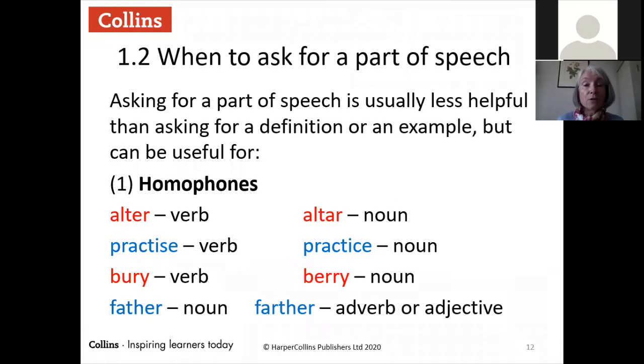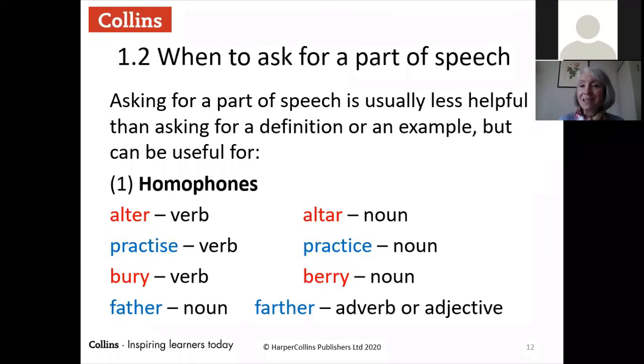It's helpful to ask for the part of speech, but again, it's unusual that the part of speech gives you extra information, but it's good to ask for the part of speech. So sometimes the part of speech can help with homophones. So if you look at alter, alter meaning to change is a verb. Altar, meaning the table in a church where the priest stands, that's a noun. So if you're told your word is altar, you ask for the part of speech will help you there.